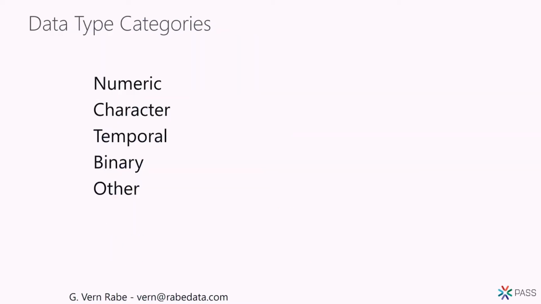Okay, now we're going to go into the various data types, and they're in categories. These are the main categories: numeric, character, temporal, which has to do with time or date, and binary, and then the catch-all category of other.